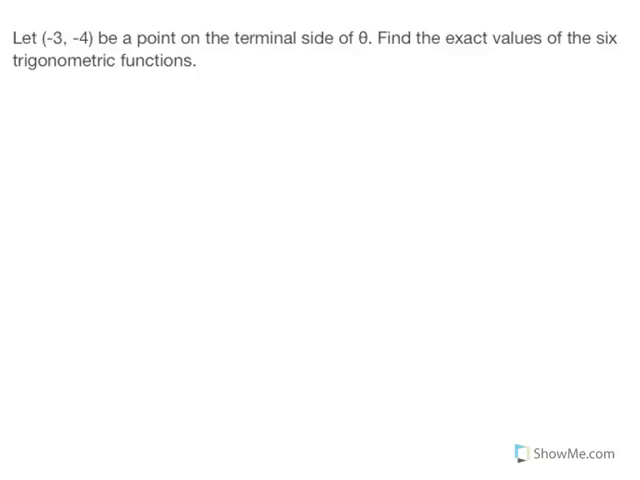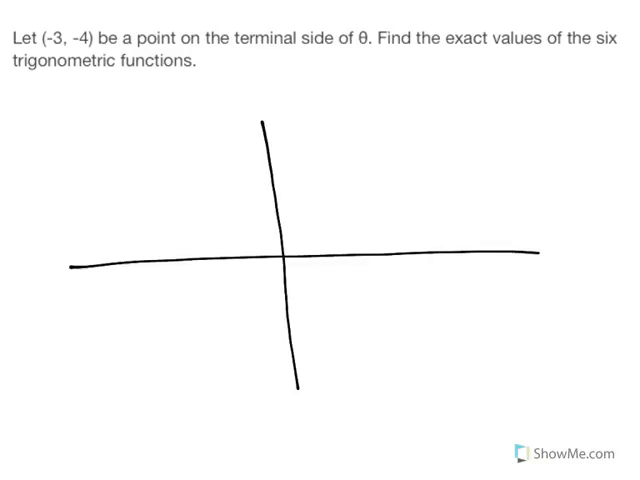So this problem says, let (-3, -4) be a point on the terminal side of theta. Find the exact values of the 6 trigonometric functions. Whenever they give you a point, I always like to draw out my x and y axes, and you're going to draw out the triangle from there.